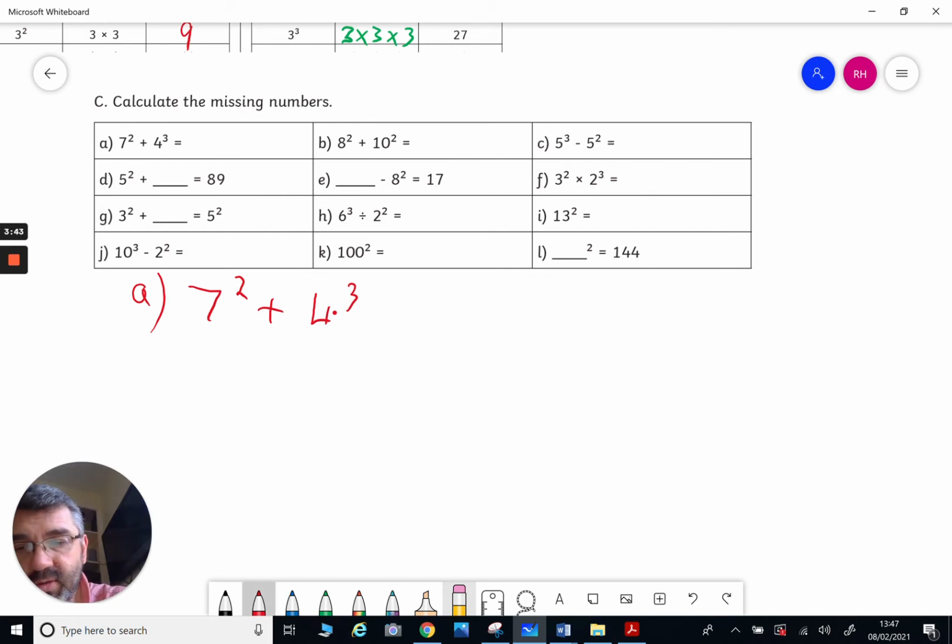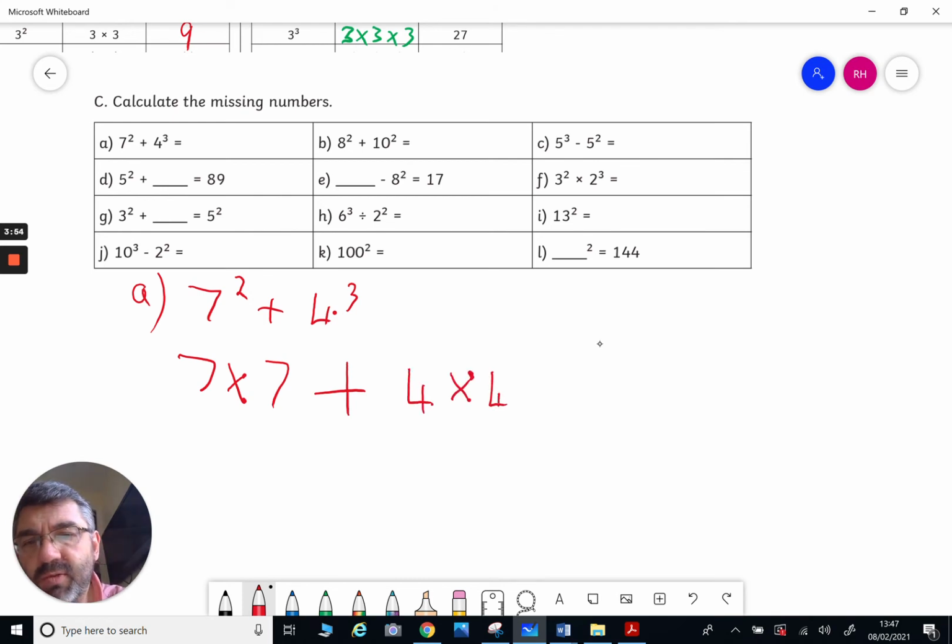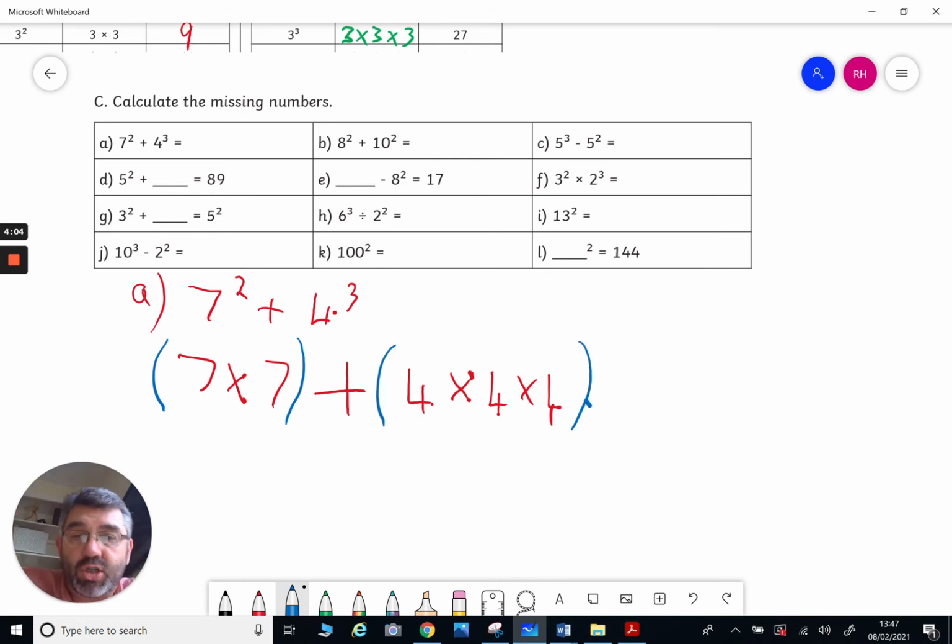Right, try one more time. 7 times 7. Good. And then we've got to add 4 to the power of 3, 4 cubed. So we've got 4 times 4 times 4. Now this is where putting brackets in comes in useful. We put a bracket around the first calculation, which is the 7 squared, and a bracket around the second calculation, which is 4 cubed. It reminds us we've got to do those calculations first before we add them up.